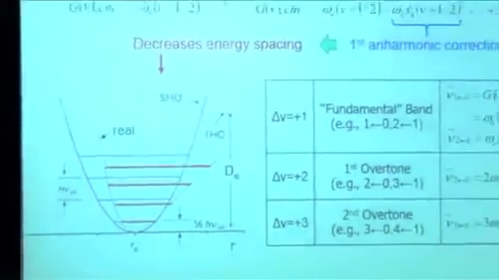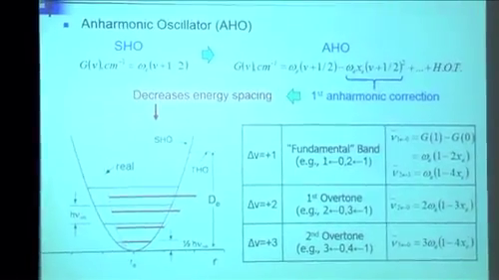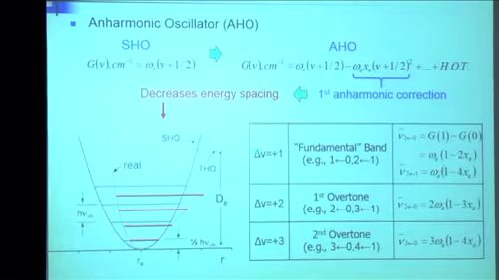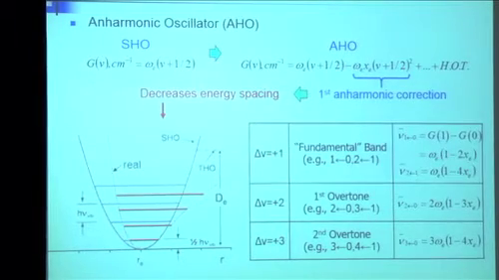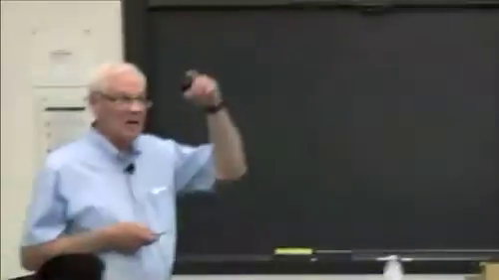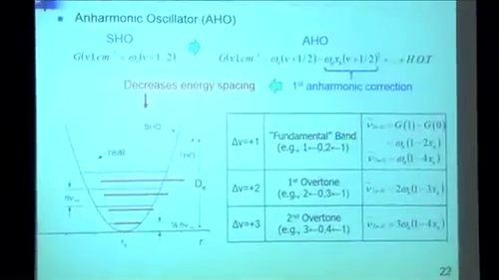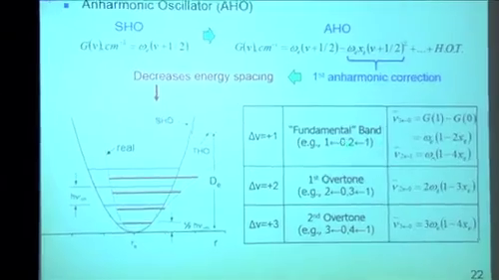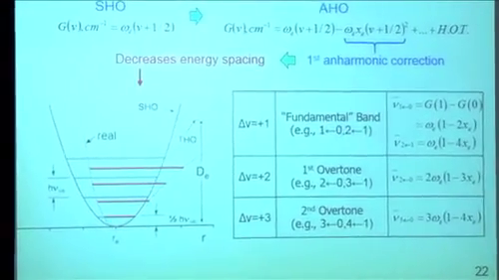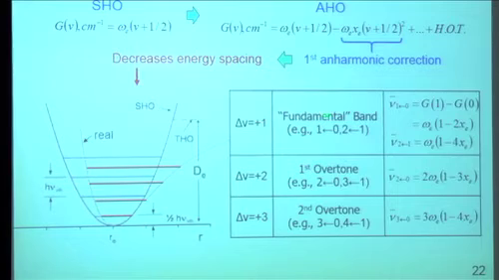Okay, now delta V. Whenever V changes by 1, is this emission or absorption? Both. Remember, delta V is V upper minus V lower. The distance is the same. When V changes by 1, it's called the fundamental band. That means 0 to 1, 1 to 2, 2 to 3, 9 to 10. They're all called the fundamental. When V changes by 2, it's called the first overtone. When V changes by 3, it's called the second overtone.